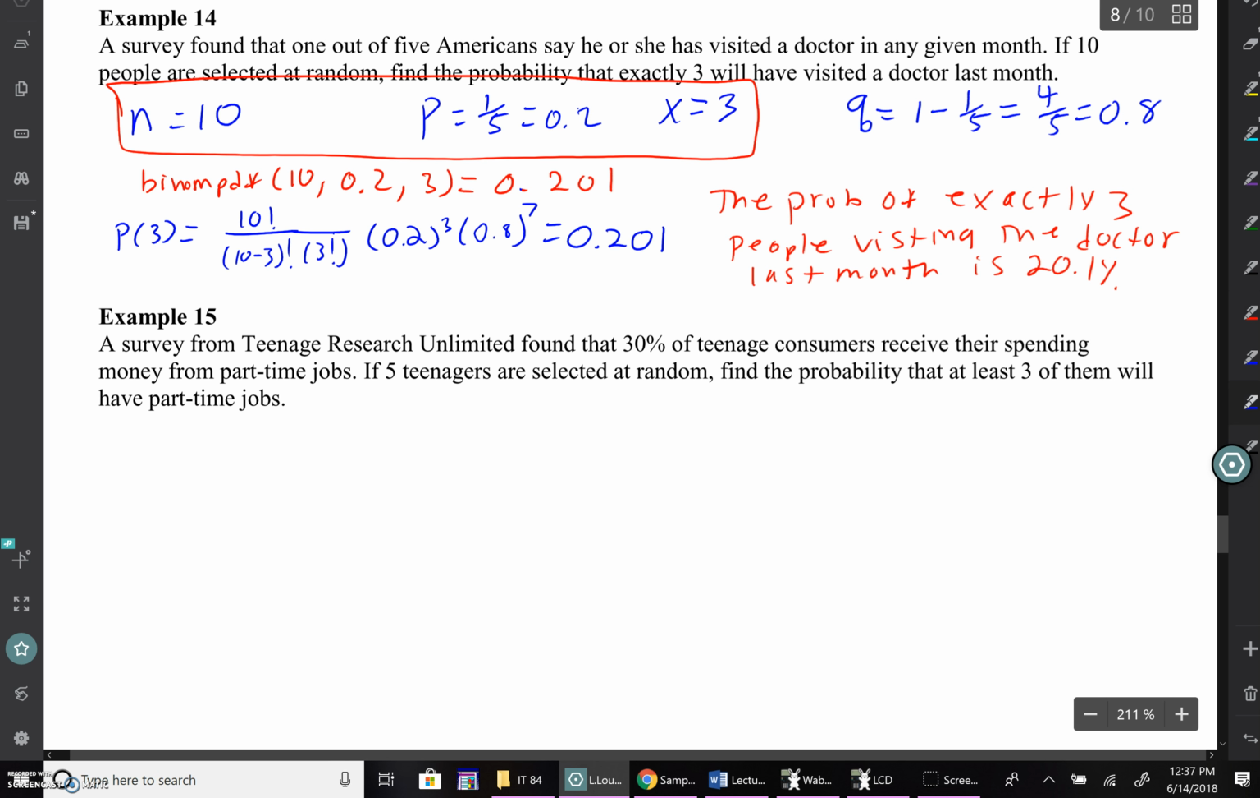All right, so I need to identify. What can I identify? 5 teenagers, so that's my N. What's P? 0.3 from the 30%. And X says that it should be at least 3. So greater than or equal to 3. What would Q be? 0.7. So 1 minus 0.3 gets me to 0.7.